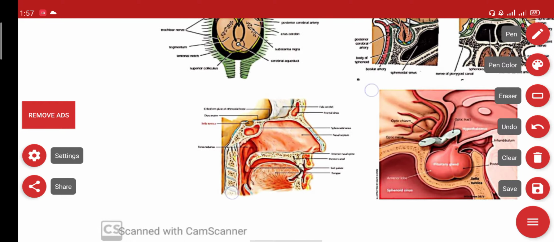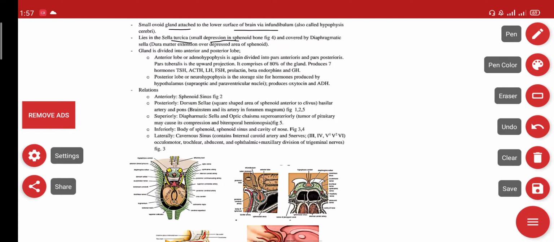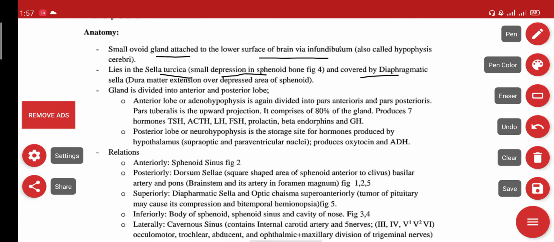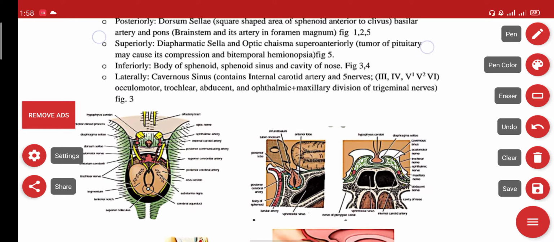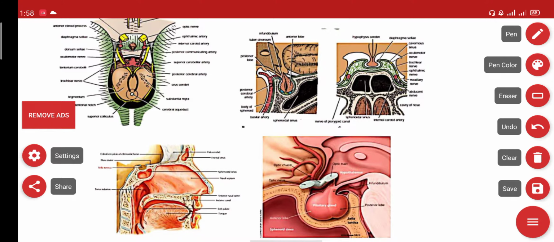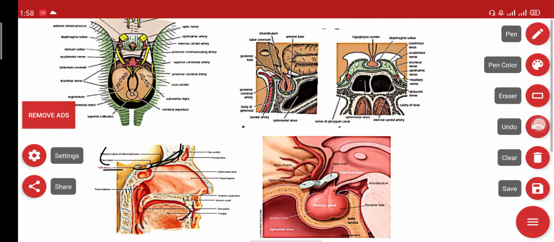So it lies in the Sella Turcica, which is a depression in the sphenoid bone, and it is covered by the diaphragmatic sella. Diaphragmatic sella is actually an extension of the dura mater that is present over this depressed area of the sphenoid. We know the dura mater is the membrane of the brain. As it covers the whole brain over here and here, it forms an extension that lies over this depressed area, and this extension is called the diaphragmatic sella. So your pituitary gland is covered at the top by the diaphragmatic sella.